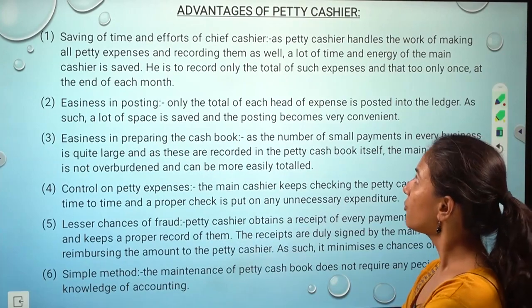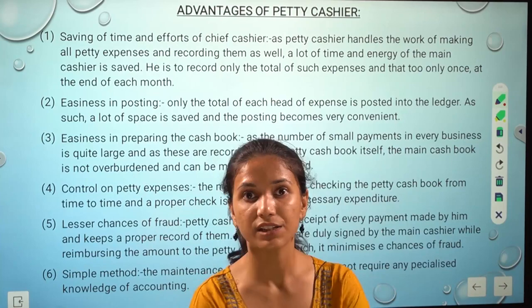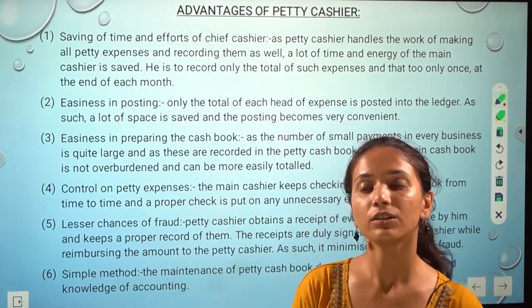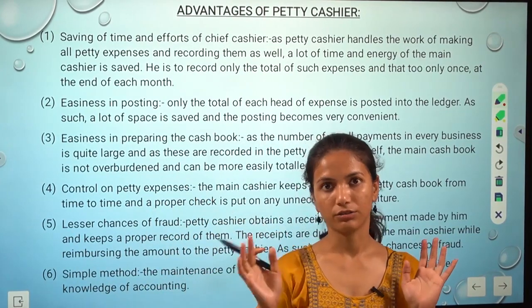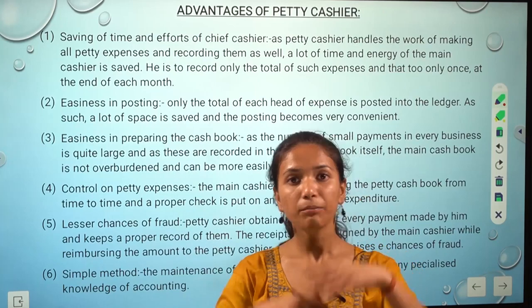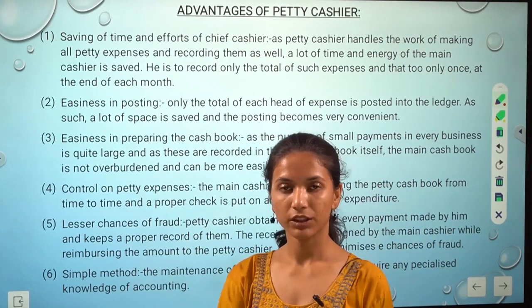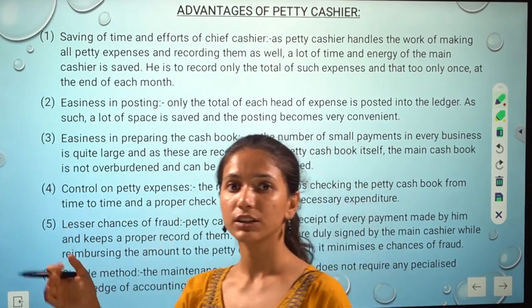Okay, saving of time and effort of the chief cashier. By appointing a petty cashier, it reduces the burden of the main cashier, right? Because all those small expenses, the main cashier doesn't need to look around at. So he has plenty of time for looking at the bigger expenses, so he can plan according to that, or he can calculate those things very easily.